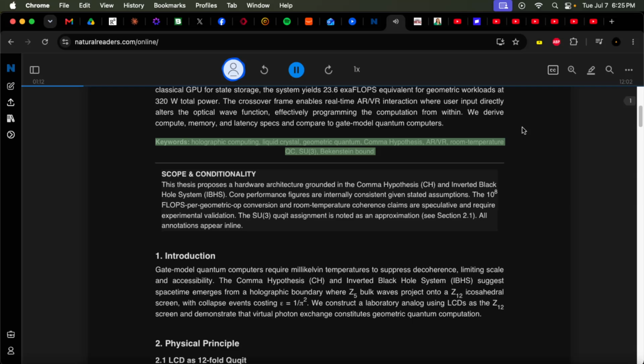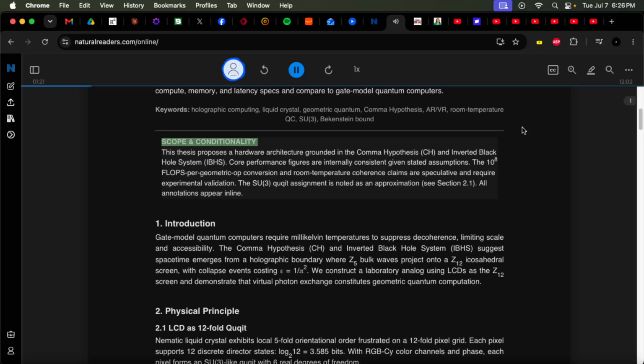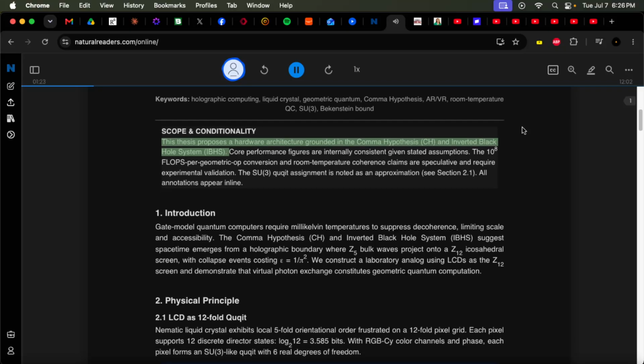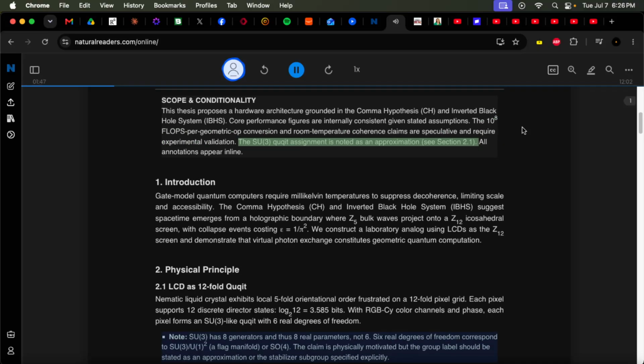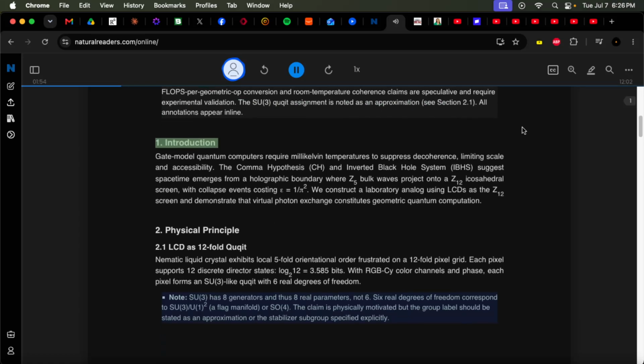Keywords: holographic computing, liquid crystal, geometric quantum, hypothesis, AR/VR, room temperature QC, SU, Wittgenstein bound. Scope and conditionality. This thesis proposes a hardware architecture grounded in the hypothesis and inverted black hole system. Core performance figures are internally consistent given stated assumptions. The 10 flops per geometric op conversion and room temperature coherence claims are speculative and require experimental validation. The SU Q key assignment is noted as an approximation. All annotations appear inline.